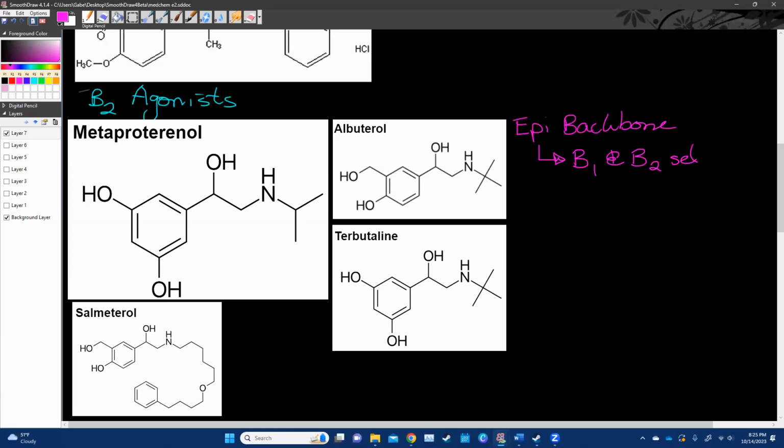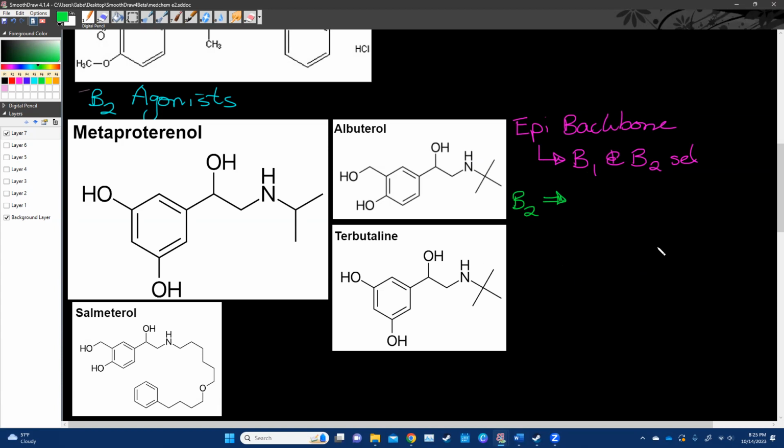What's interesting is that in order to be beta 2 selective, what we actually prefer, it does say norepi, which has confused me to no end as I've stared at this and said to myself, I need to change this. I need to change this. So it should be epi backbone. I will upload a correction.